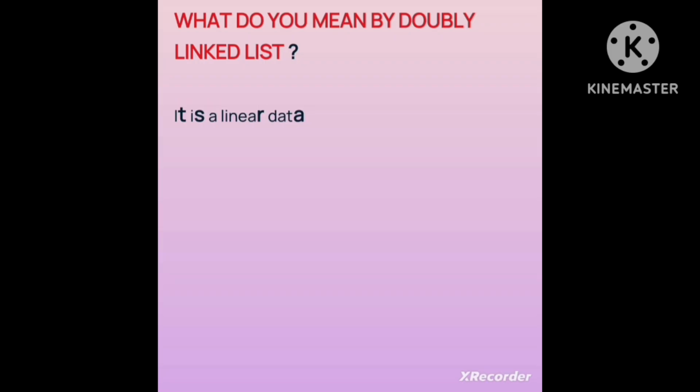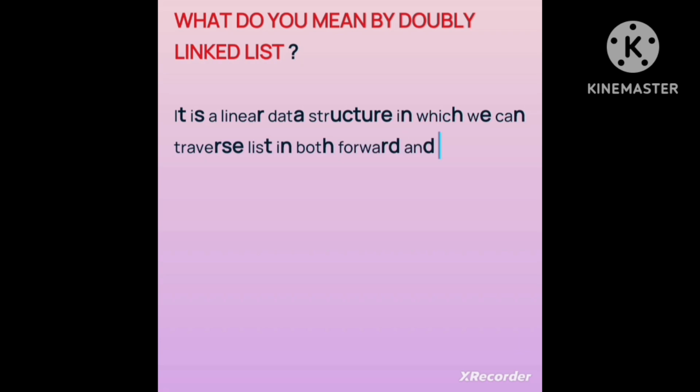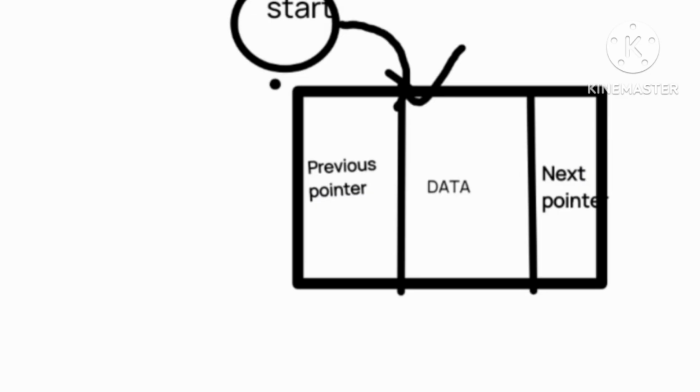It is a linear data structure having two pointers, one pointing to the next node in the list and the other pointing to the previous node of the list. So our doubly linked list can be traversed in both directions, that is forward and backward.